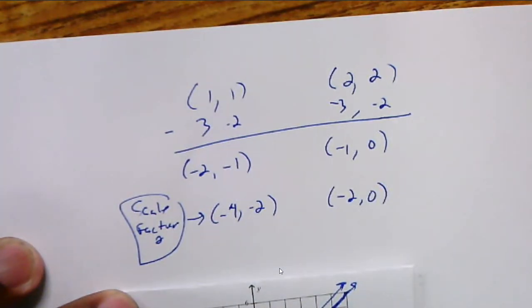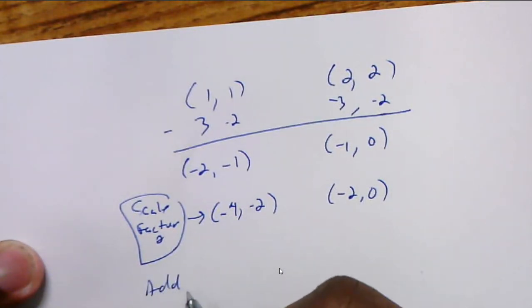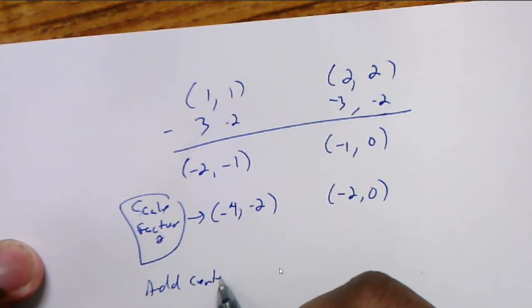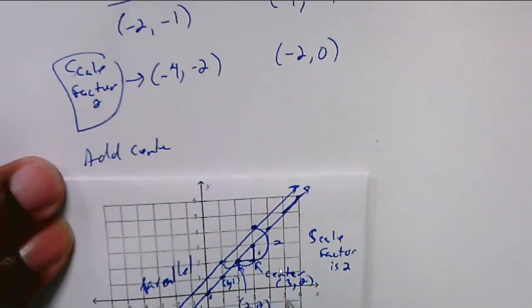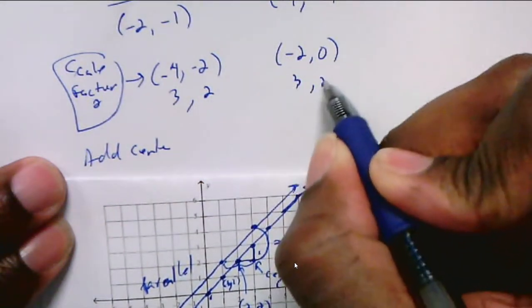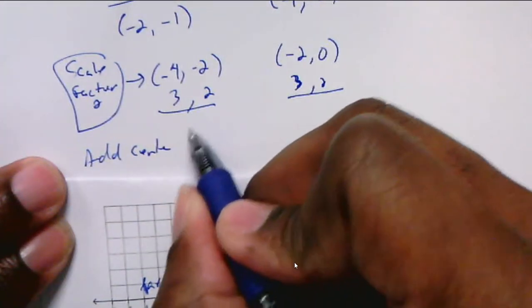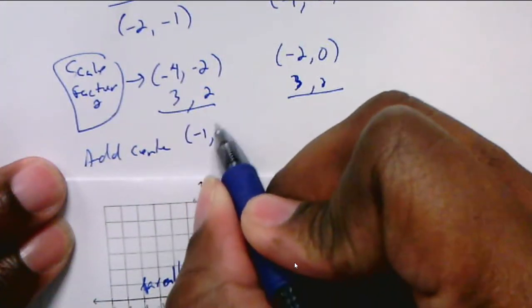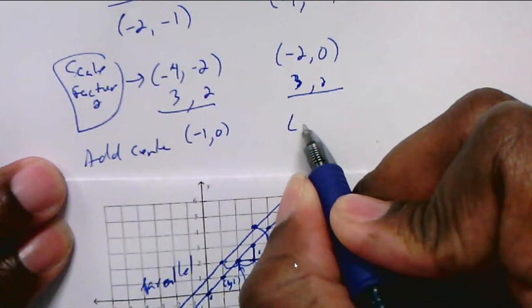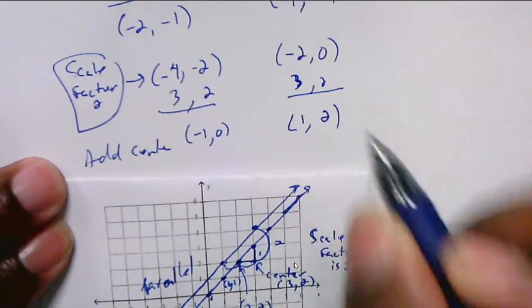And after you have applied the scale factor of 2, you add back the center. The center was (3, 2), so you add 3 and add 2 to each point. You're going to come up with coordinates that would be (-1, 0), and another coordinate that looks to be (1, 2).